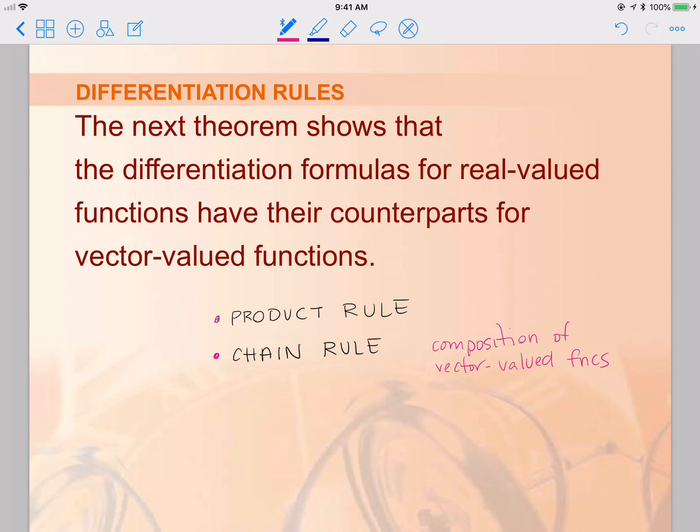And now for product rule, things get a little weird because we've got three different ways to multiply. You can have a scalar times a vector, right? You can have a vector dotted with another vector, and you could have a vector crossed with another vector, right? So we have quite a few rules because we've got quite a few different ways to multiply. All three of those deal with the product rule.